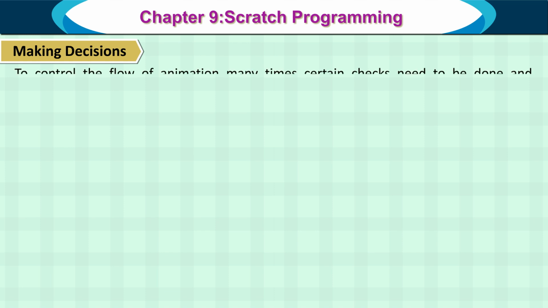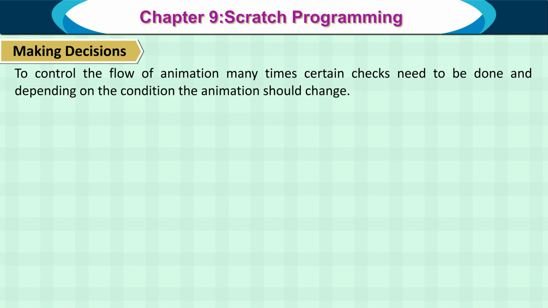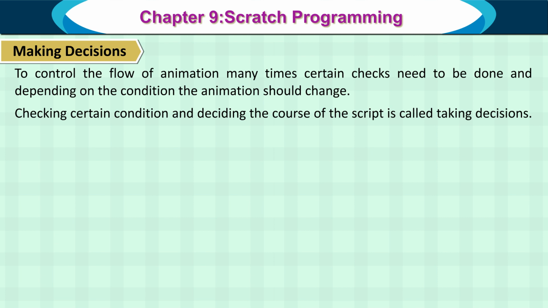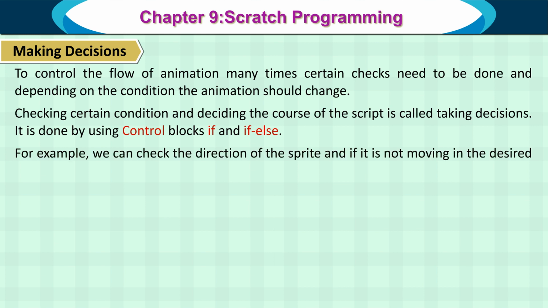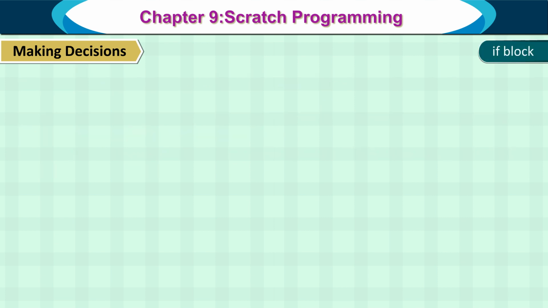Making decisions. To control the flow of animation, many times certain checks need to be done, and depending on the condition, the animation should change. Checking a certain condition and deciding the course of the script is called taking decisions. It is done by using control blocks if and if else. For example, we can check the direction of the sprite, and if it is not moving in the desired direction, we can change it.